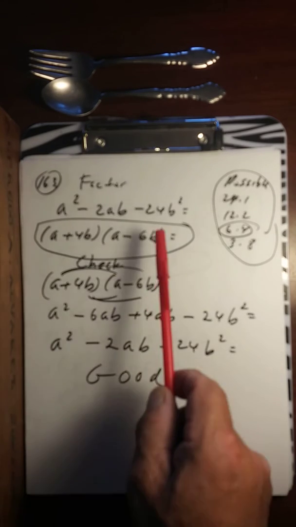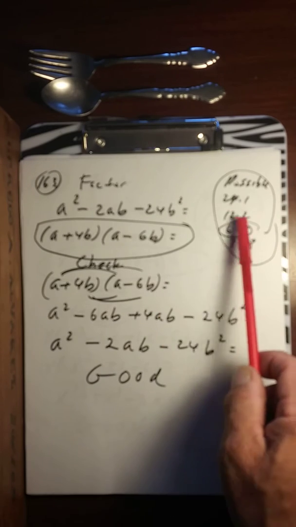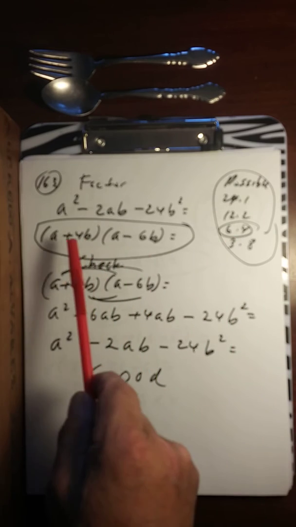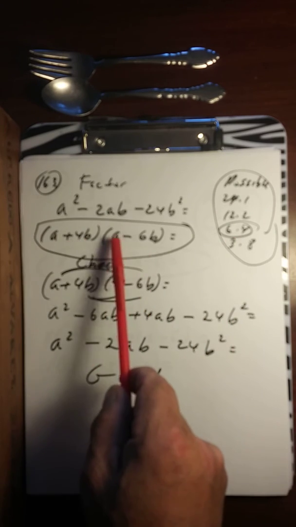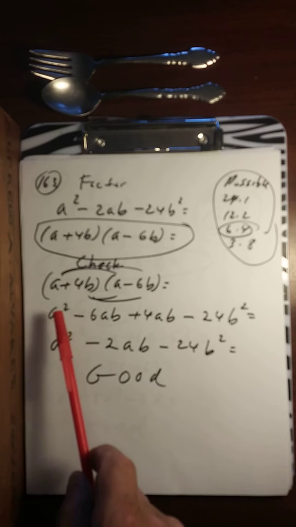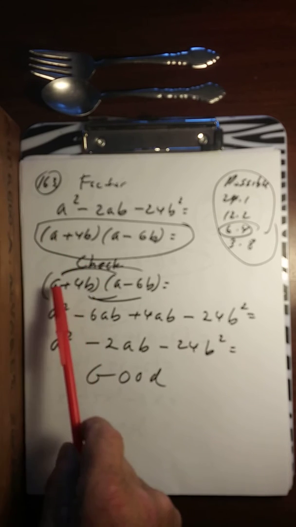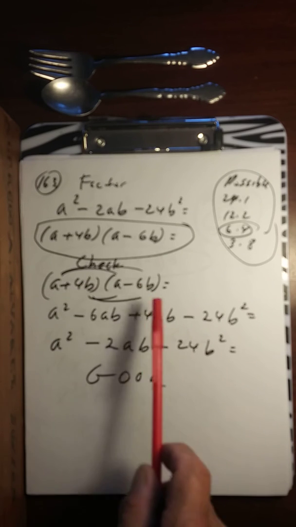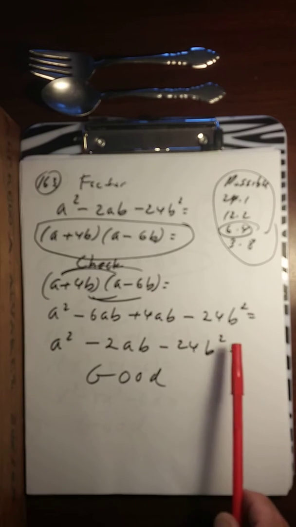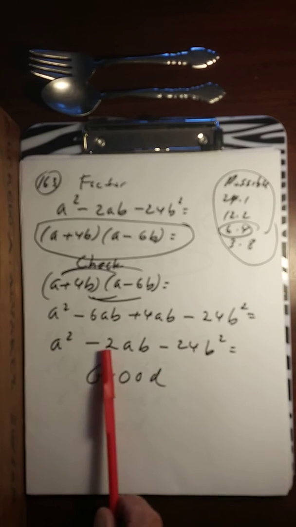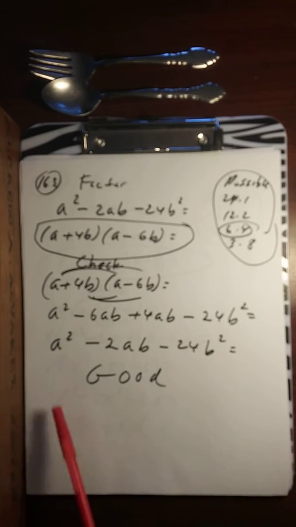This one. 24. 24 is 1 times 24, 2 and 12, 3 and 8, 4 and 6. We're going to guess 6 and 4 might be the answer. Let's see. A plus 4b, a minus 6b. Let's see if it works. Check it. A times a is a squared. And a times that is negative 6ab. That times that is positive 4ab. That times that is negative 24b squared. So we have a squared, and this is going to give you minus 2ab minus 24b squared. It matches.